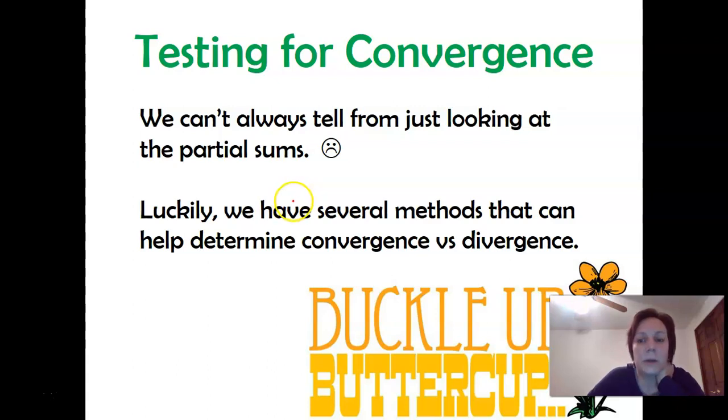Today we are going to look at what happens when looking at a partial sum doesn't tell us what we want to know about a series. Again, if the partial sums approach a limit, we know we have convergence, but we can't always see that limit by just looking at a couple partial sums. So today we're going to start talking about what you do when you can't just use a partial sum.